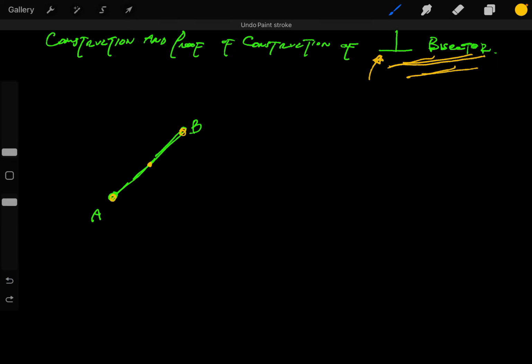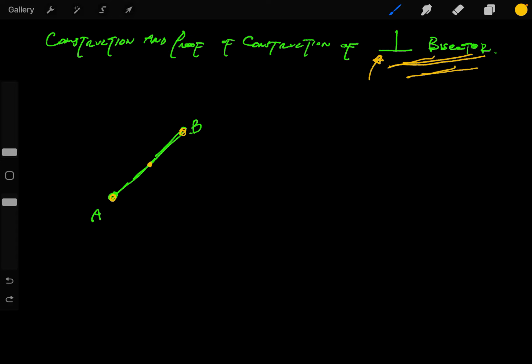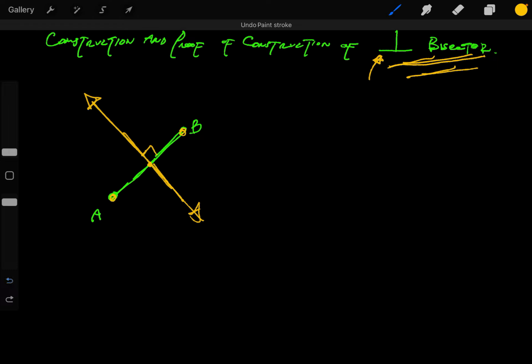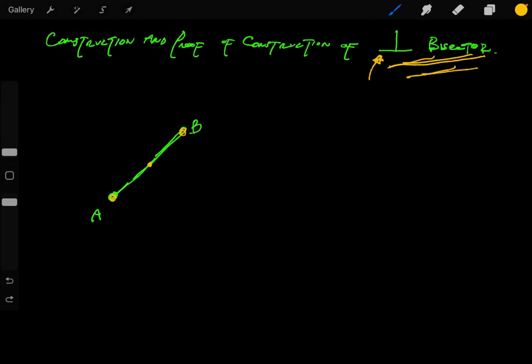So the line that satisfies both of these conditions is the perpendicular bisector, the line that goes like this. Because let's check now. Is this line perpendicular? Yes. And is it a bisector? Yes. This one is congruent to this one. So then therefore it is the perpendicular bisector, and there's only one. And we need to now be able to, if we're given some segment, construct the perpendicular bisector.